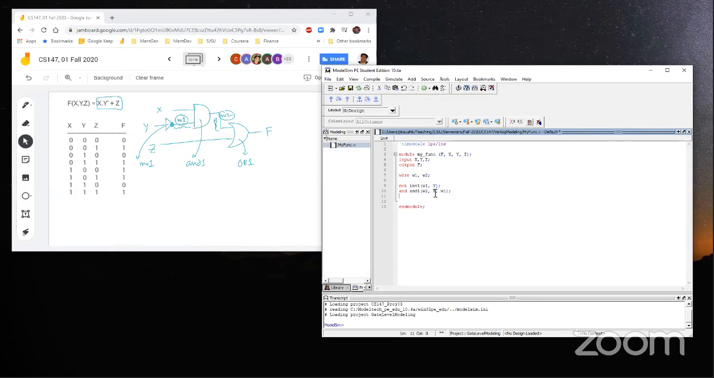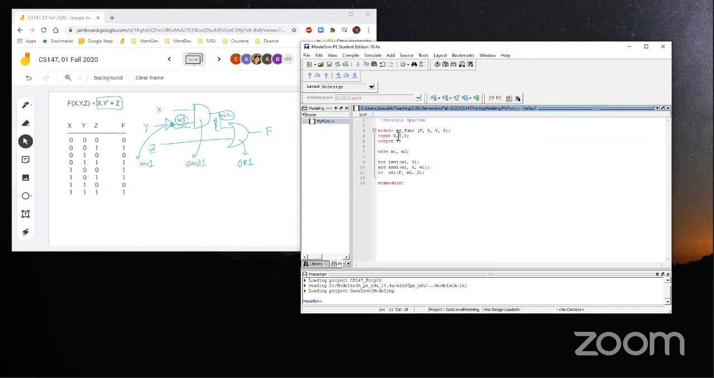And then we are looking for the OR. Let's say OR1. Output is F. Input is W2 and Z. So that's the Verilog description of this Boolean function, or this logic gate design, at the gate level. Let's try to compile it.